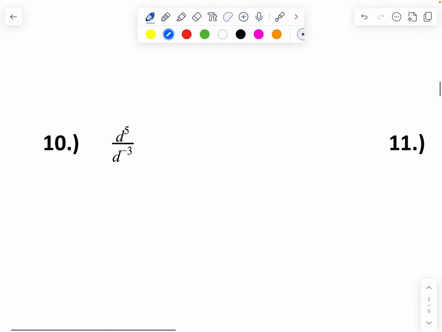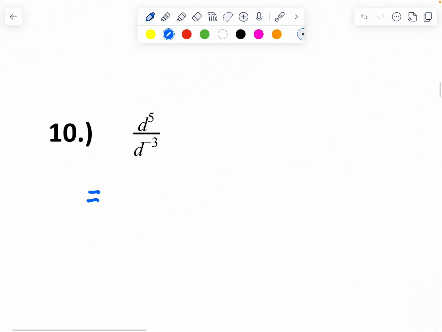All right, number 10. We're just going to use the quotient rule now. D to the power of top exponent minus the bottom exponent. Okay, it's minus negative. It's a double negative. So it's going to turn into plus positive, and that's d to the power of 8.